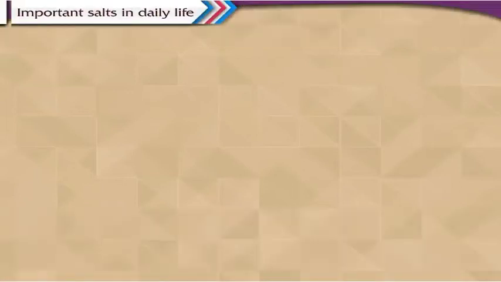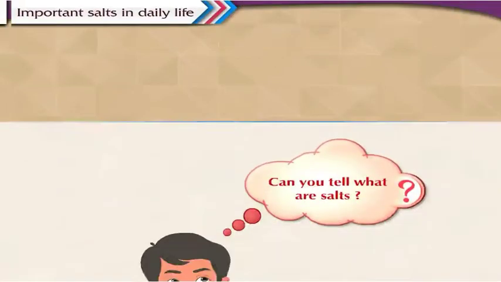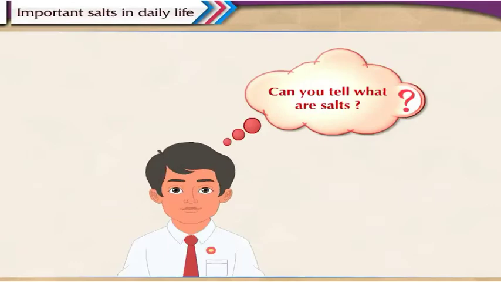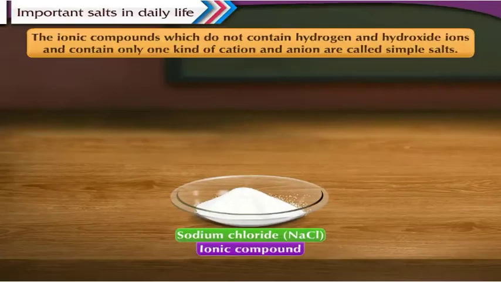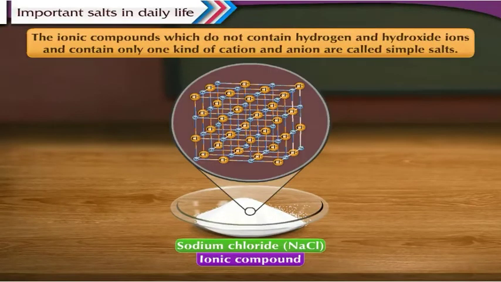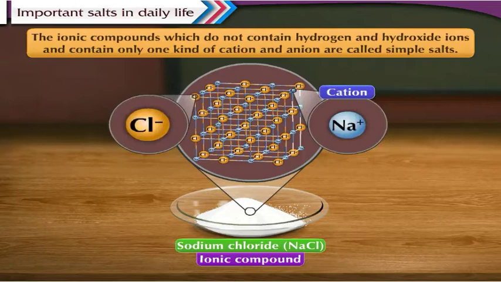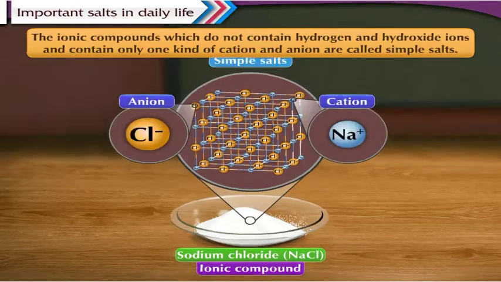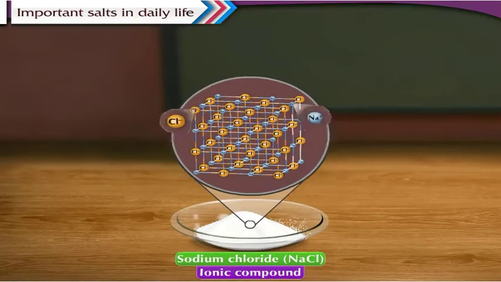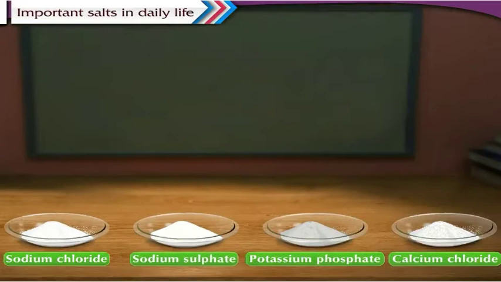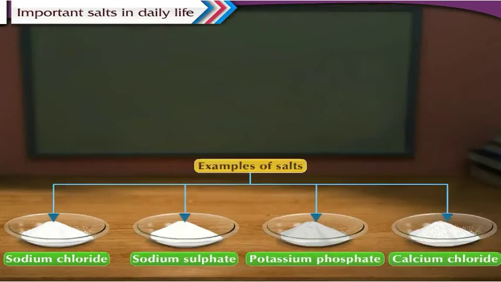Important salts in daily life. Can you tell what are salts? The ionic compounds which do not contain hydrogen and hydroxide ions and contain only one kind of cation and anion are called simple salts. Sodium sulfate, potassium phosphate, calcium chloride are some examples of salts.